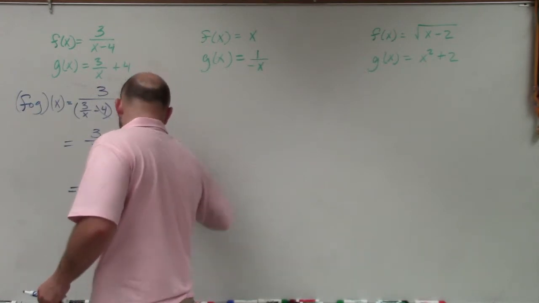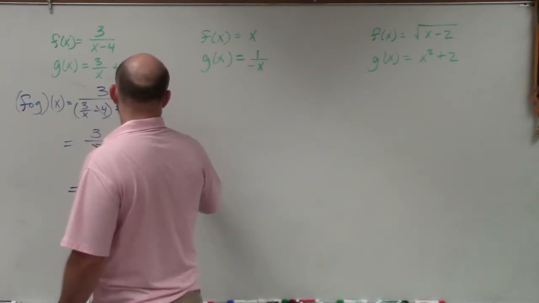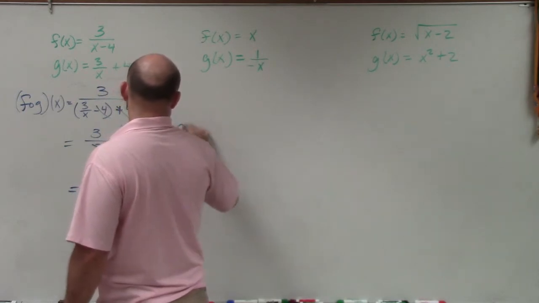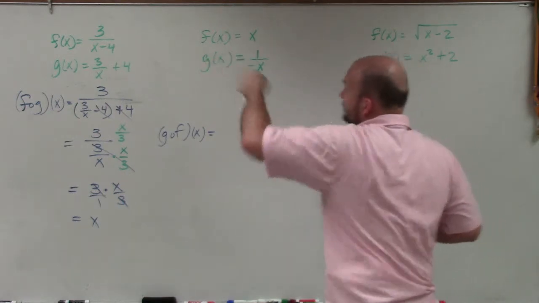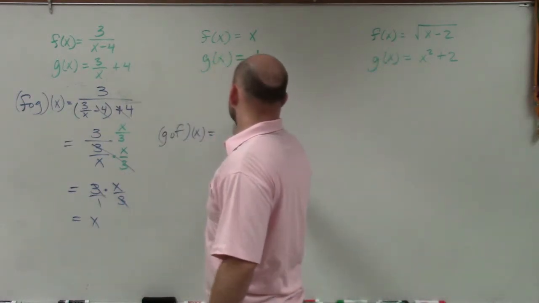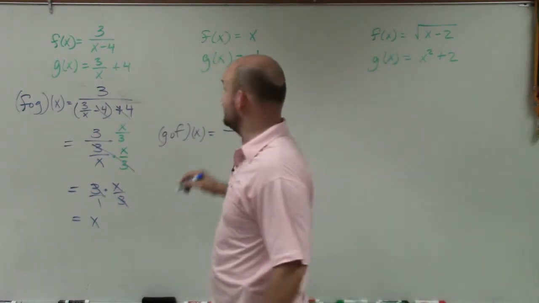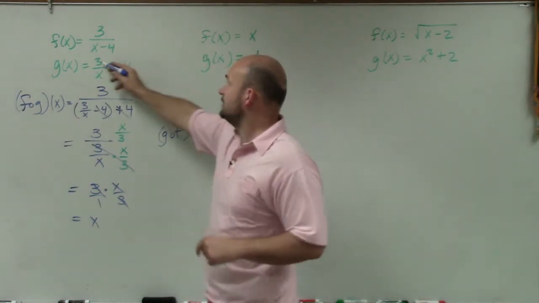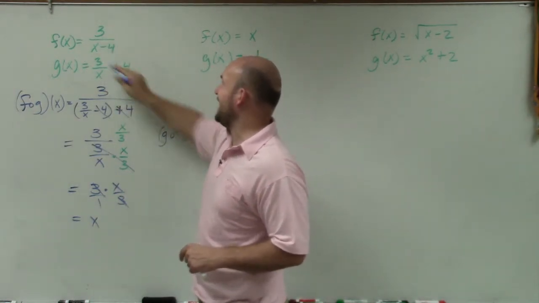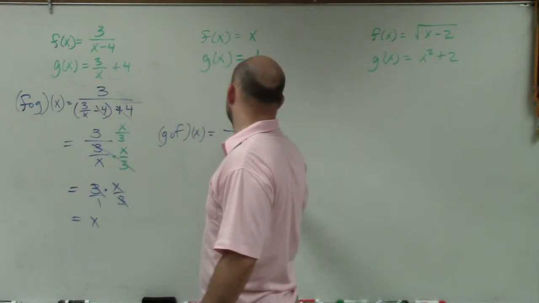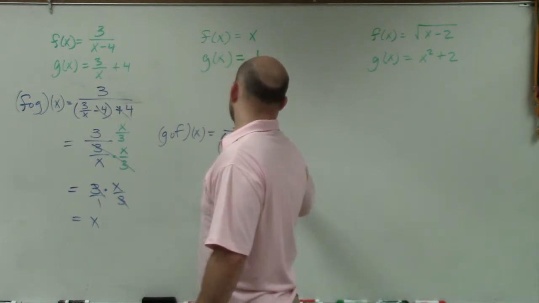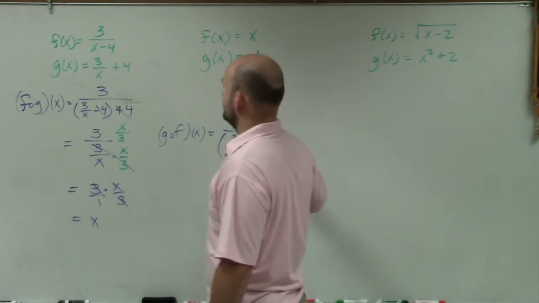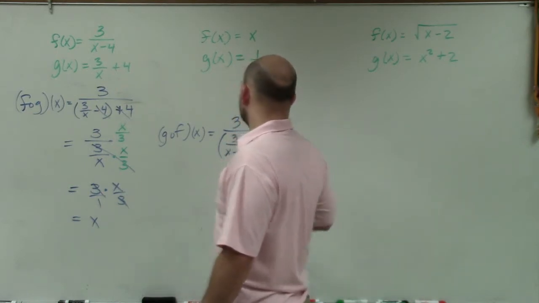Actually, let's do it a little bit higher. So let's do g of f of x. So now I'm going to plug the f of x function in for x in the g of x function. Again, the key is using parentheses. So it's going to be 3 over x. Well, now that's going to be f of x. So that's going to be 3 over parentheses 3 divided by x minus 4, and then that's going to be plus 4.